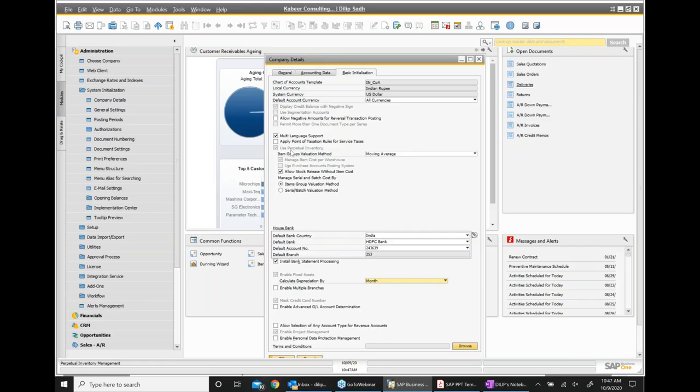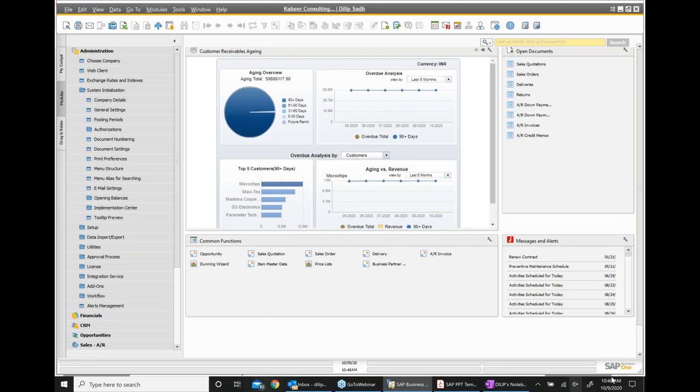Use perpetual inventory. So this is a small checkbox. If you put the perpetual inventory box on, then it is on. If it is not on, then it will not be on. It is part of the administration module, in system initialization, in the company detail. In the company detail, we go to basic initialization, and in the basic initialization, we go to use perpetual inventory. That is where we find this small checkbox.